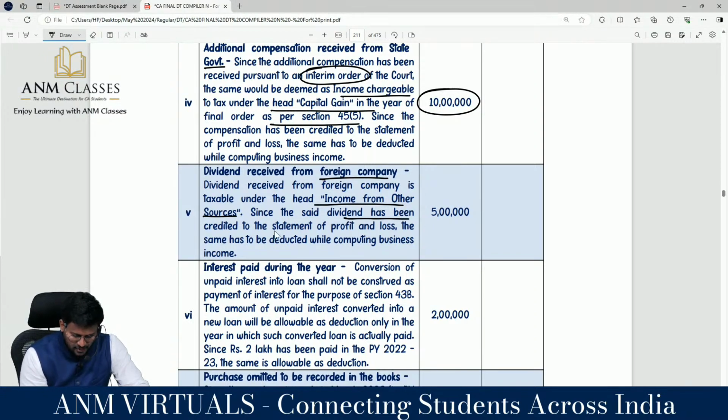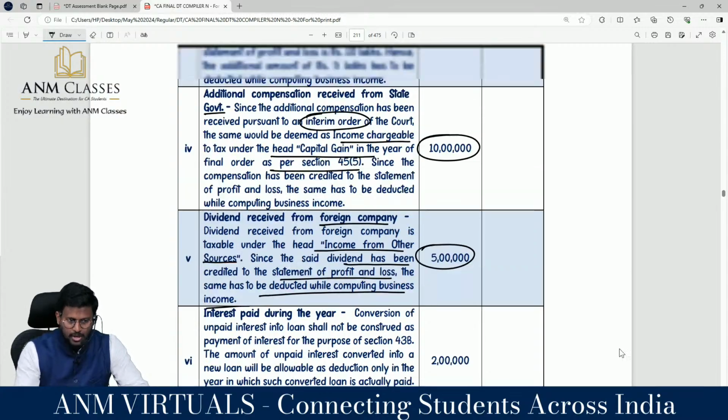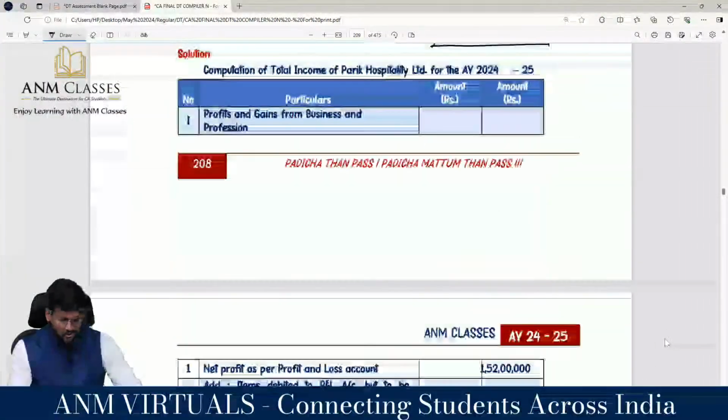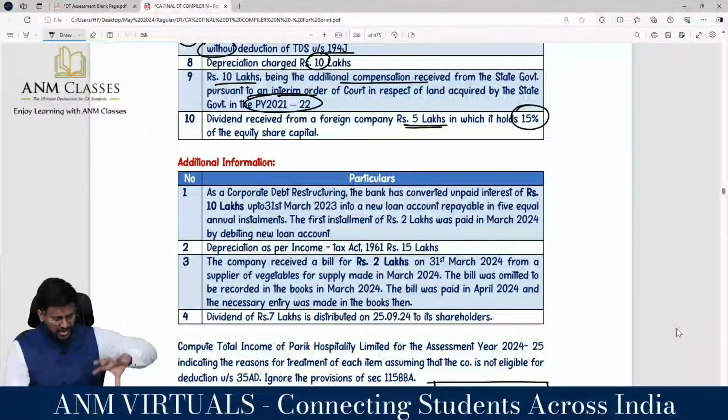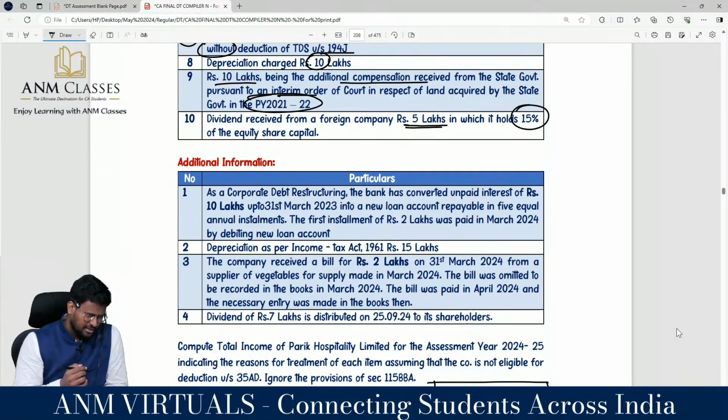Since the said dividend has been credited to the statement of P&L, the same has to be deducted while computing business income. So I have reduced the 5 lakh. So these are the items which are already adjusted with the P&L. Normal adjustment, nothing new. It was the luckiest person in 2015 to get this question for 14 marks.